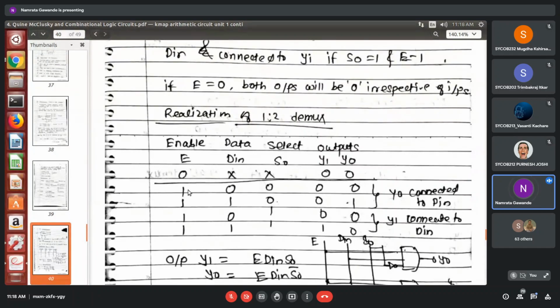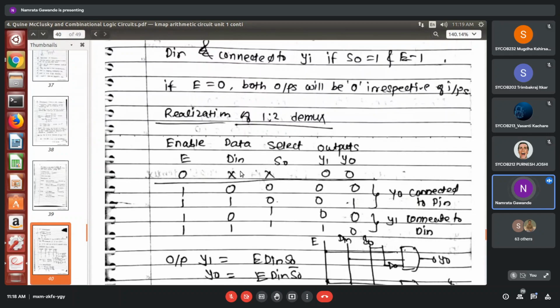Okay. Then here, what is enable? 1. Input, it can be 0, it can be 1, it can be 0, it can be 1. And this is the S0, it can be 0, 0, 1, 1. In that case, the output will be 0, 1, 0, 1. Y0 is connected to D in and Y1 is connected to D in.